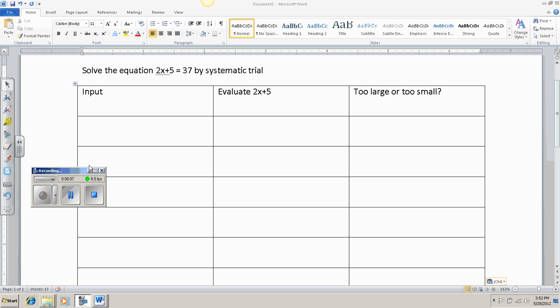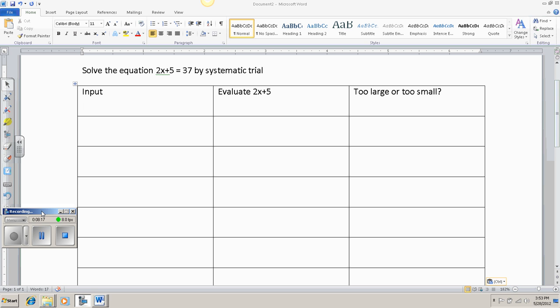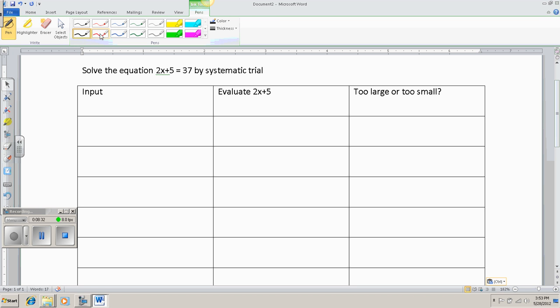Before I said guess and check, but it's really more something like systematic trial, where you have a method to your madness. It's not just random checking. When you do guess and check, it's not just, I'll throw out a number, 2 billion, oh, that didn't work, 59 million, no. It's going to have some logic to it. So let's say we have to solve this equation, 2x plus 5 equals 37. I want to solve it by systematic trial.